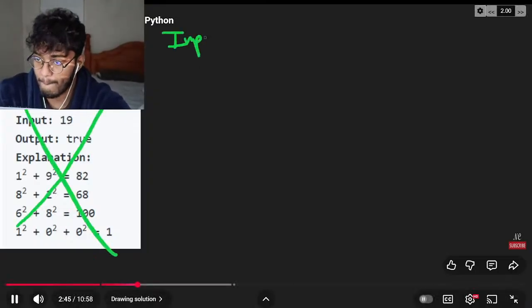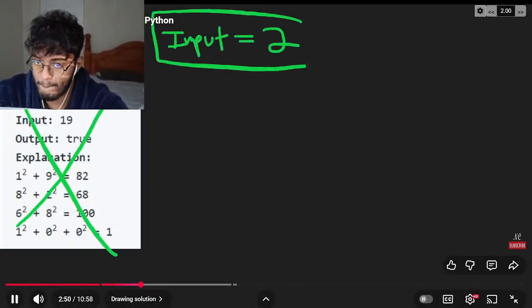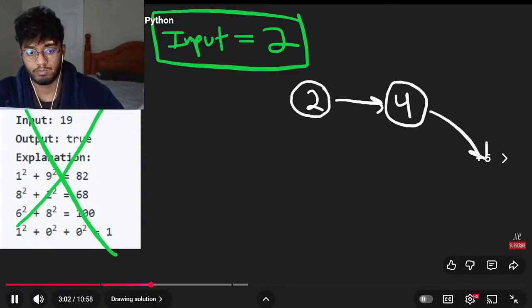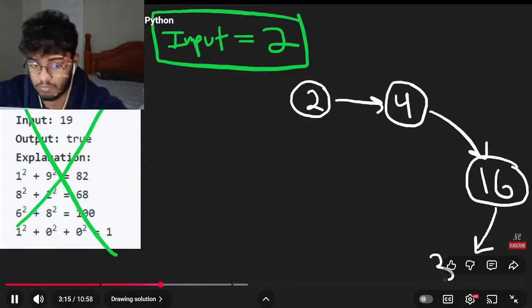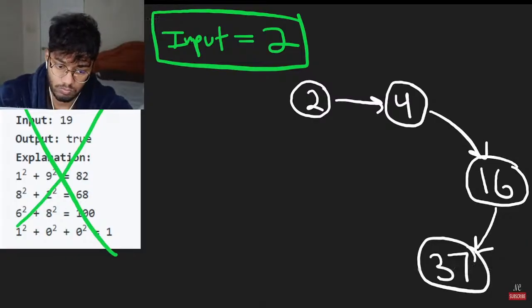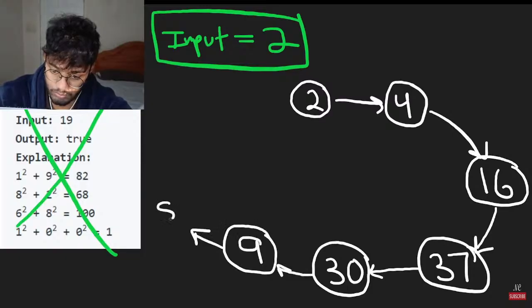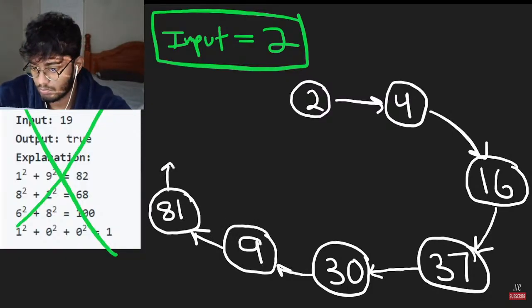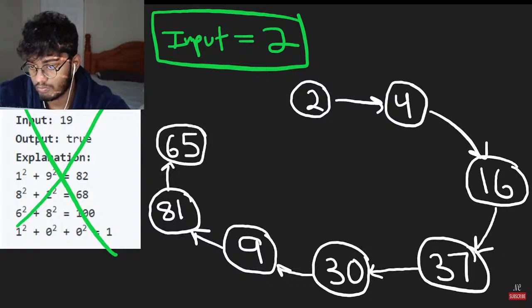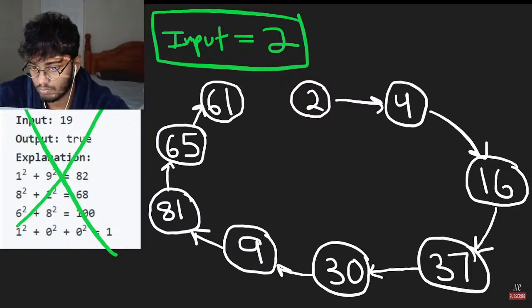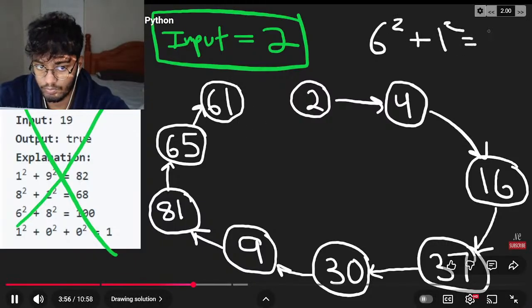What if our input was equal to 2 instead of 19? Then what's going to happen? We get to 16, we're going to get to 37. If we take the sum of squares of 37, which is 9 and 49, we get to 58. Next, 3 squared plus 0 squared, that's a 9. 9 squared is 81. The sum of squares of 81 is 65. The sum of squares of 65 is 61. And now 6 squared plus 1 squared is 37.